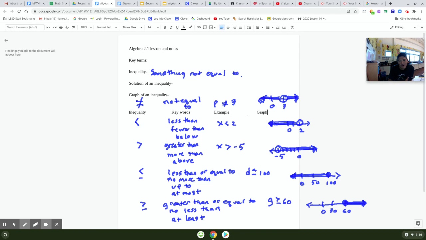So those are the numbers that are not equal to 3, although not equal to is less commonly used than the other 4 inequalities. So those are the basics of inequalities. This is part 1. Part 2 will go over some specific examples of inequalities.